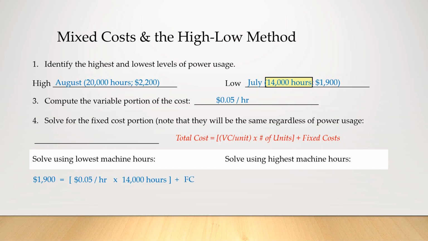Now we just simplify the equation and solve for fixed cost. Multiply the 5 cents per hour times 14,000 hours, and the equation becomes $1,900 equals $700 plus fixed cost. Use some algebra to solve for fixed cost, which equals $1,900 minus $700, or $1,200.